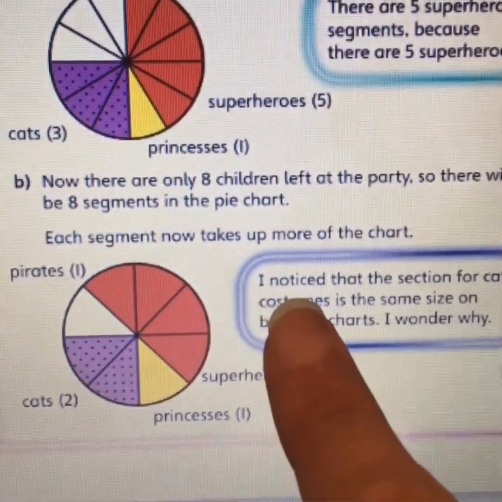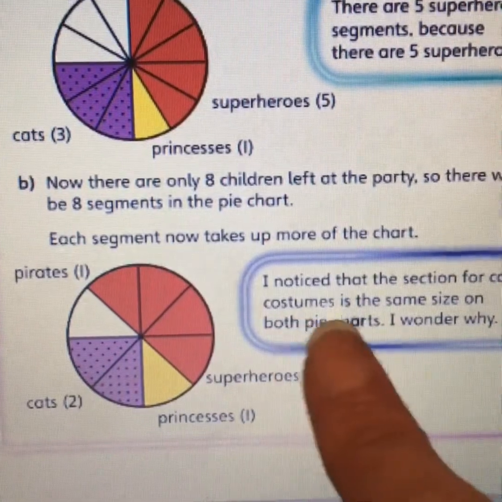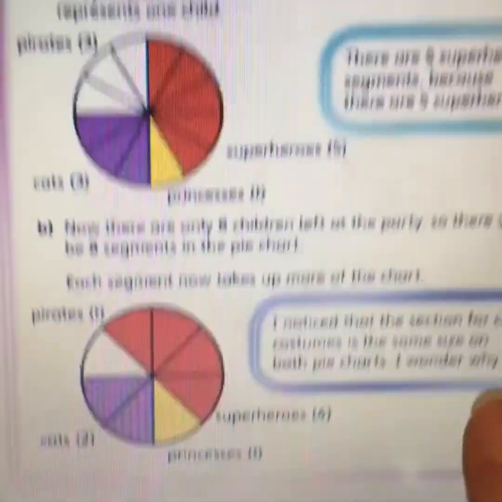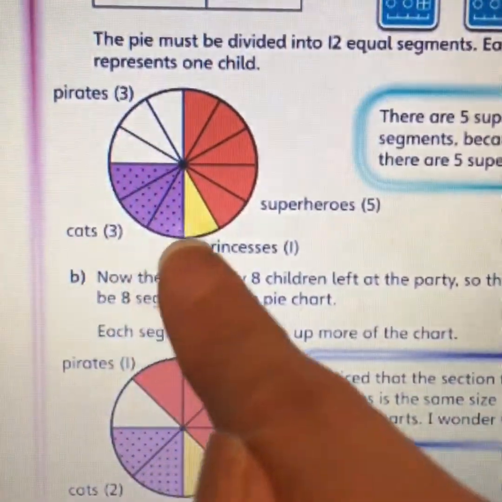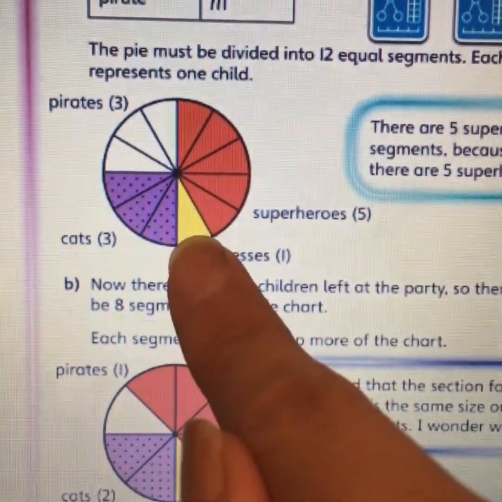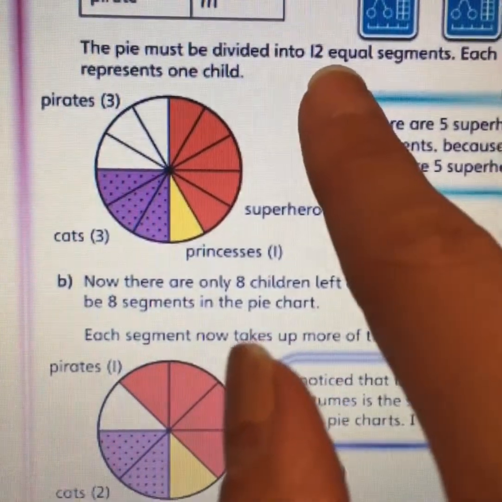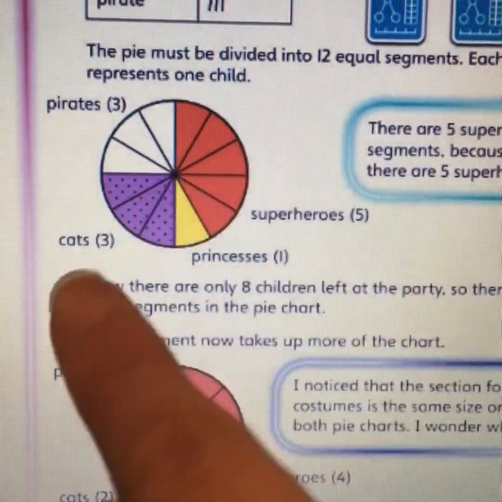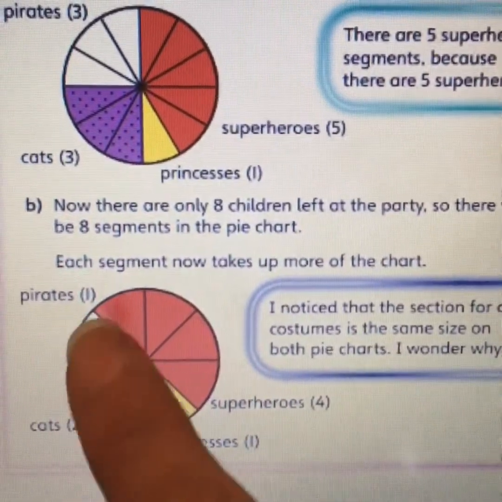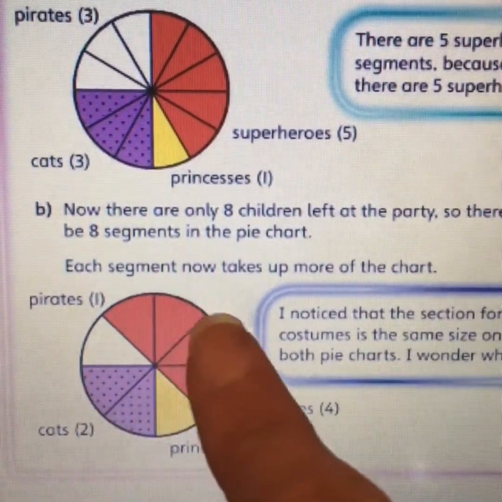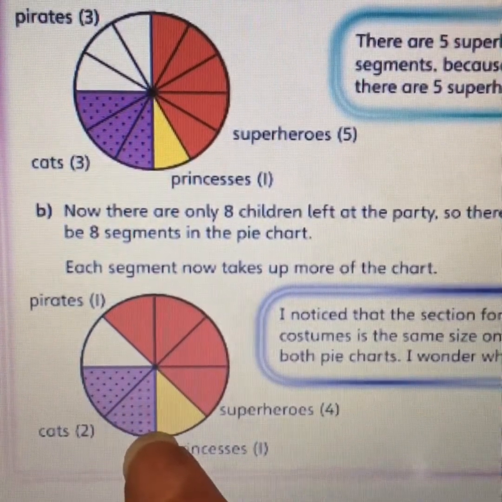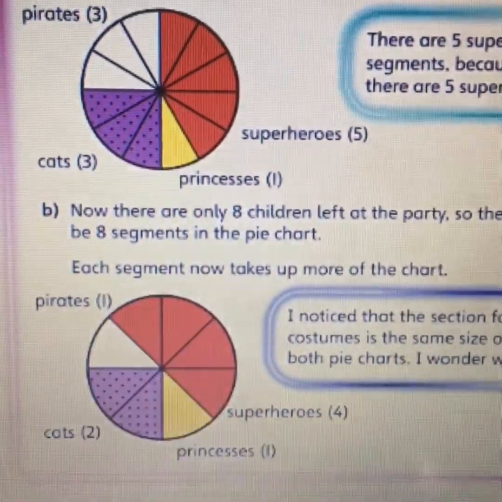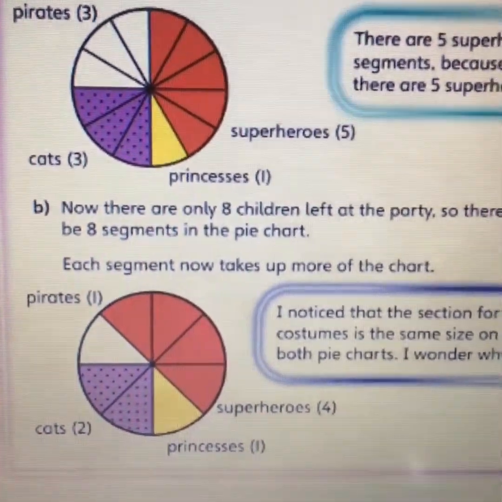So it says here, I noticed that the section for cat costumes is the same size on both pie charts. I wonder why. Well, up here, each segment was worth less because there were 12 segments, and it was 3 out of 12. So that's a quarter of the children were cats. Down here, there are now fewer segments, so each segment takes up more of the pie chart. So there were 8 segments and 2 of them were cats. So 2 out of 8 is also the same as a quarter.